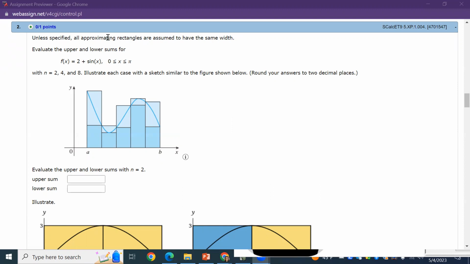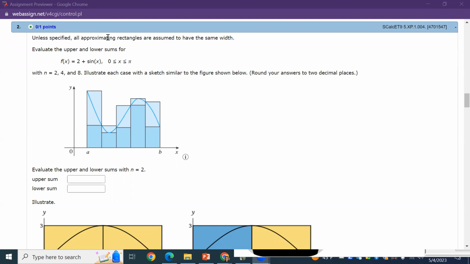So number 2 says, unless specified, all approximate rectangles are assumed to have the same width. And then it says, evaluate the upper and lower sums for f of x equals 2 plus sine x from 0 to pi with n equals 2, 4, and 8. Illustrate each case with a sketch similar to the figure shown below. Round the answers to 2 decimal places.